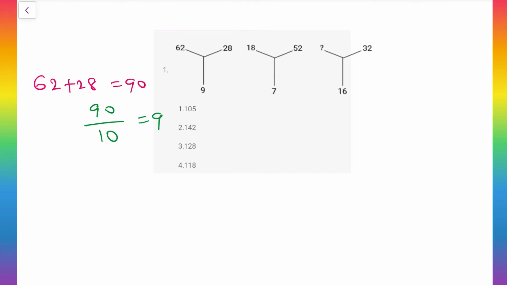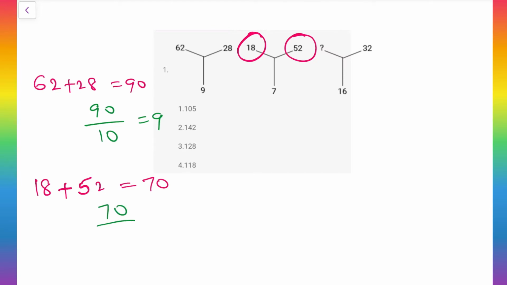Let us check whether the same logic is applicable for the next one. Here we have 18 and 52. Adding those two, 18 plus 52 is nothing but 70. Now 70 also we need to divide by 10 so that we get 7. Of course, 7 is the correct answer. So this is the correct logic.